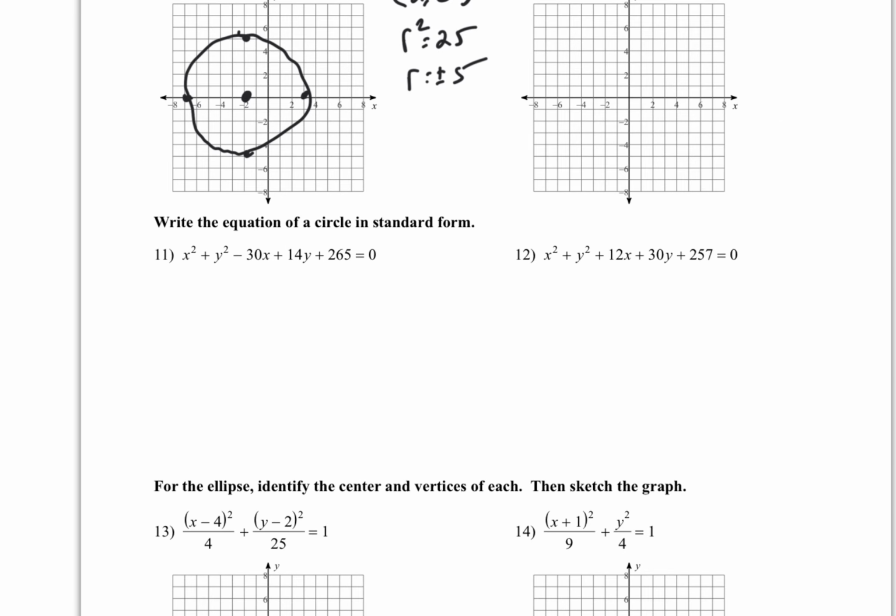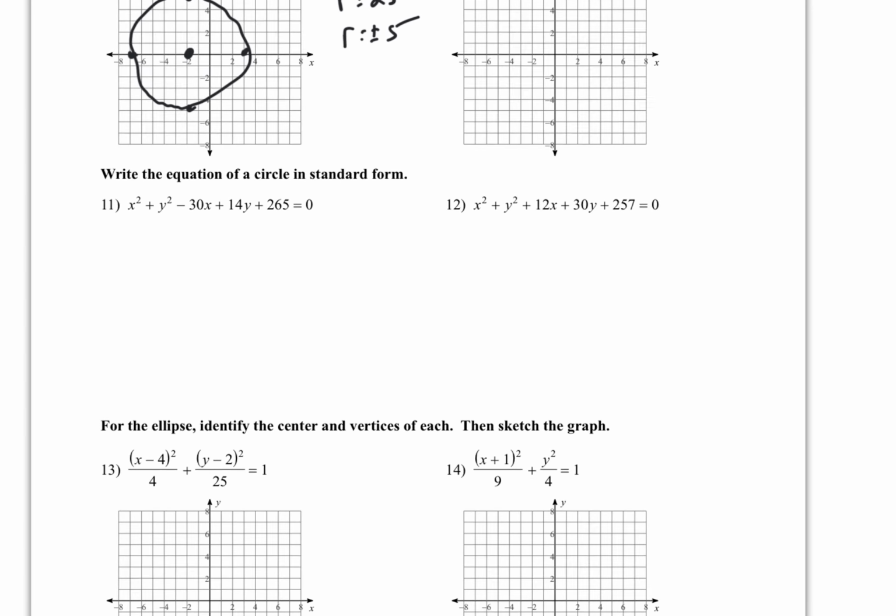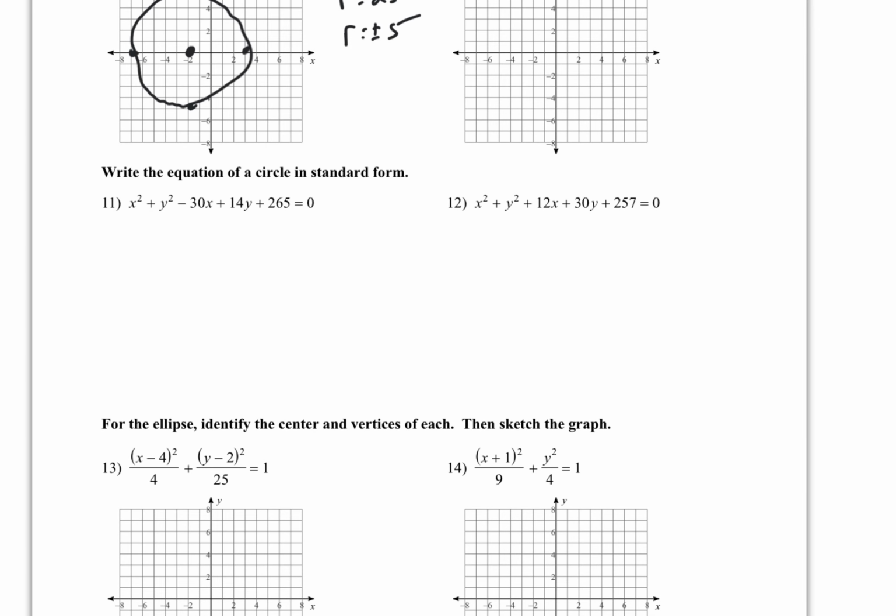Number 12. Write an equation of a circle in standard form. That means we have to complete the square. So we put the x's together first. So x squared plus 12x. Might as well just complete the square while we're at it. Half of 12 is 6. 6 squared is 36.